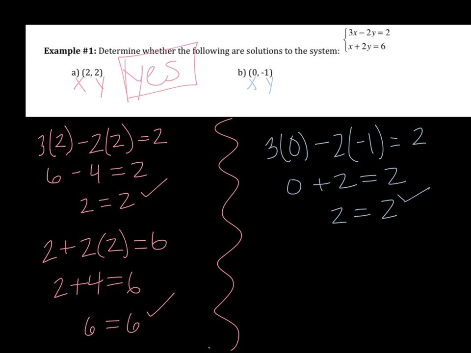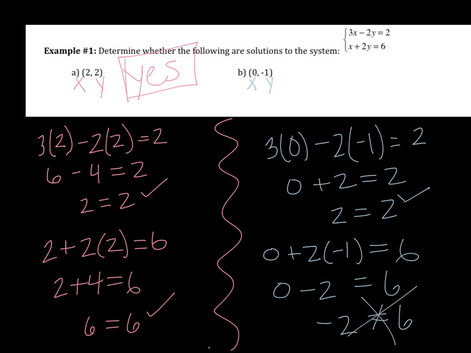So let's try it in the second one. x plus 2y equals 6. 0 plus 2 times negative 1 equals 6. 2 times negative 1 is negative 2. So 0 minus 2. Negative 2 does not equal 6. So no, solution B is not a solution to our system of equations. So let's move on here and do example 2 and example 3, and then you can try some.